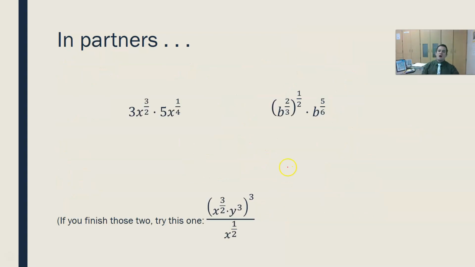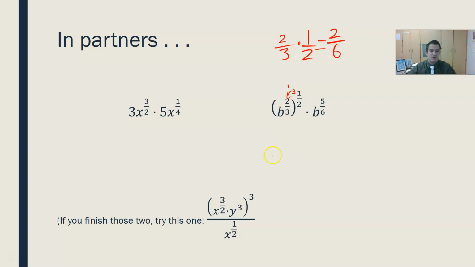Let's do one more. Let's look at this one right here. So I have b to the 2/3 power to the 1/2 power times b to the 5/6. So first I'm going to take care of these powers. When I take a power to another power, I multiply those powers together. 2/3 times 1/2. Well, when I multiply fractions, I multiply the tops and the bottoms. So 2/3 times 1/2 is 2/6. Okay, and I'm going to leave it like that.